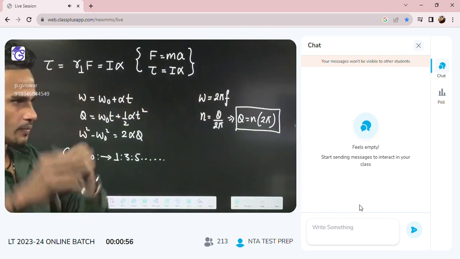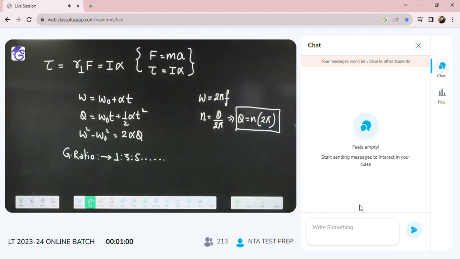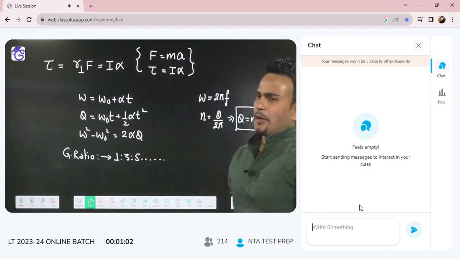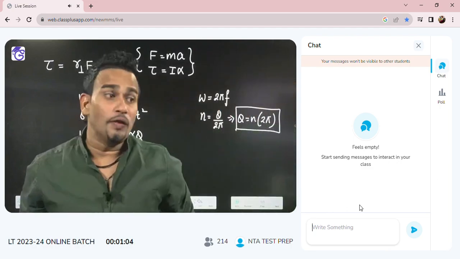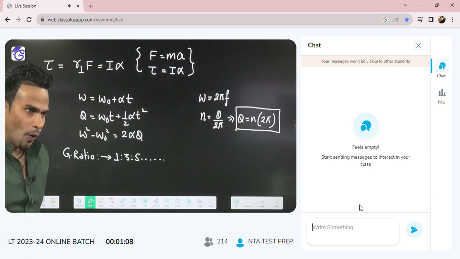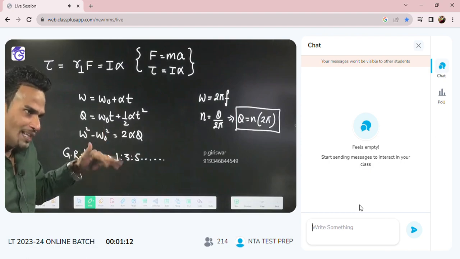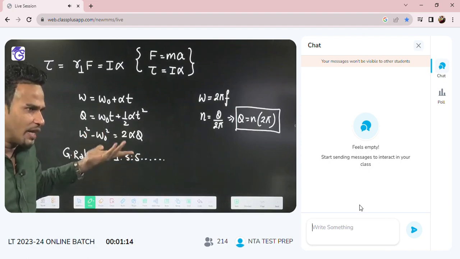Is it okay? Everyone got the idea? So the first target will be to calculate torque. We will calculate torque with the help of r perpendicular into F. Once torque comes, we will equate it to I alpha. Alpha will come. Once angular acceleration alpha comes, we can find everything.